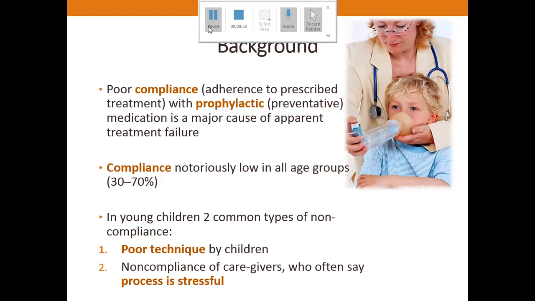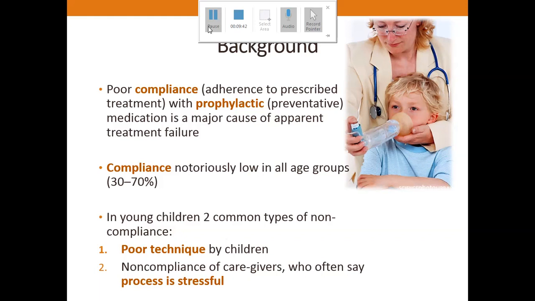So poor compliance. Compliance here basically means they're adhering to the treatment, they're taking the medicine when they're supposed to. With prophylactic or preventative medication, it is a major cause of apparent treatment failure. So prophylactic medication is medication which you are given to prevent you from experiencing symptoms. A lot of children are given these inhalers to use, and they're supposed to use them so many times a day, and that will prevent them from having a serious asthma attack later on. So it might be you have to use it 4 times a day, and if you keep doing that every day, then you won't have a severe asthma attack.